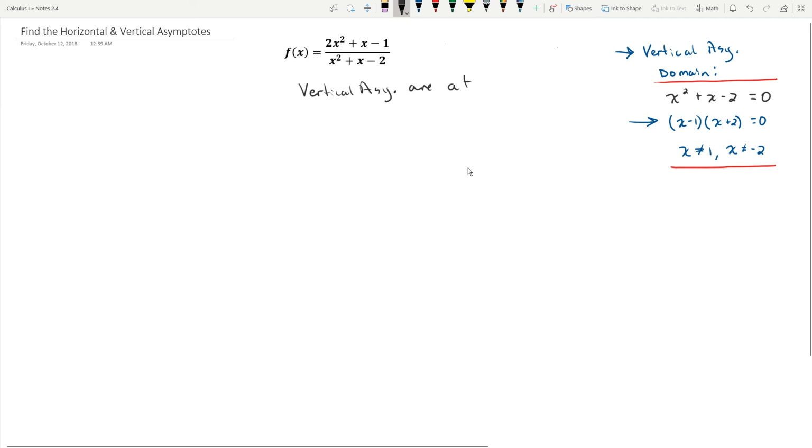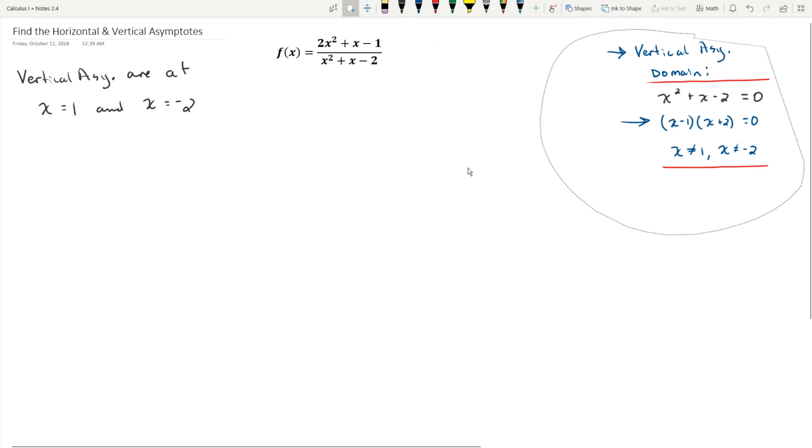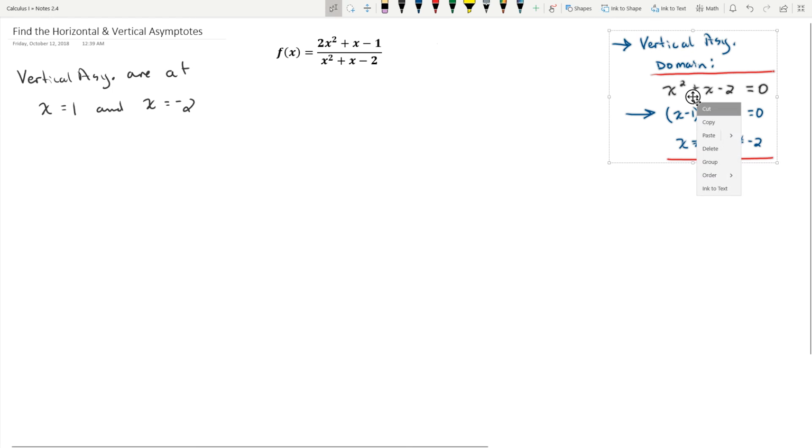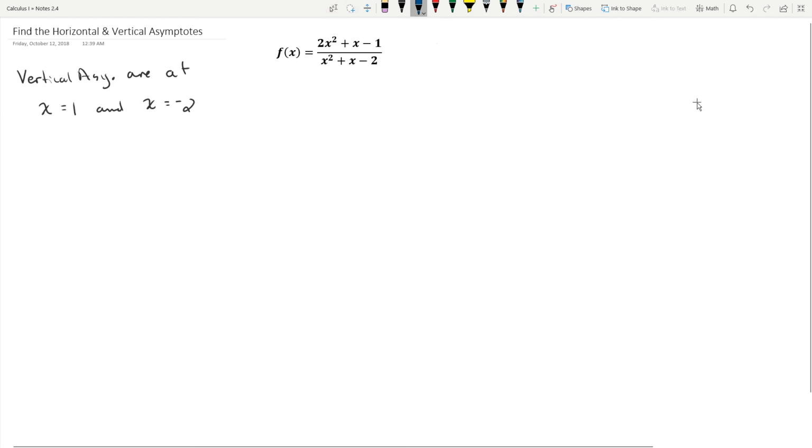are at x equals 1 and x equals -2. So that is the solution for our vertical asymptotes to this function. So now we're going to look at our horizontal asymptotes. So that's a little bit different, of course.